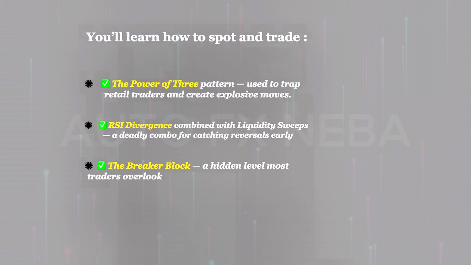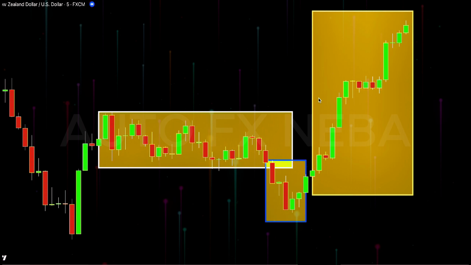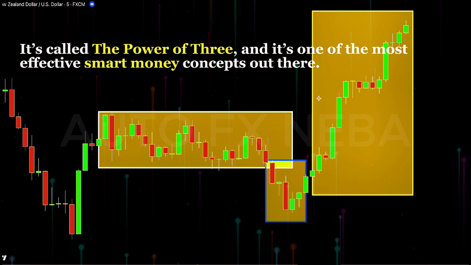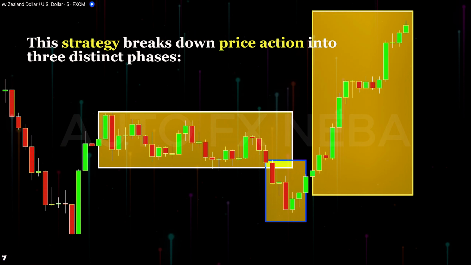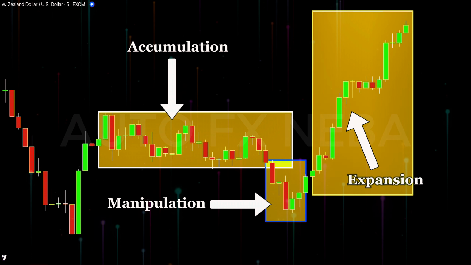Now, let's dive in. Let's kick things off with the first strategy, and it's a big one. It's called the power of 3, and it's one of the most effective smart money concepts out there. This strategy breaks down price action into 3 distinct phases: accumulation, manipulation, and expansion.